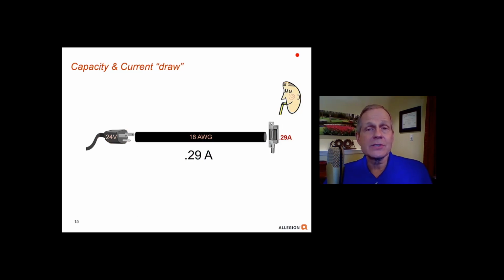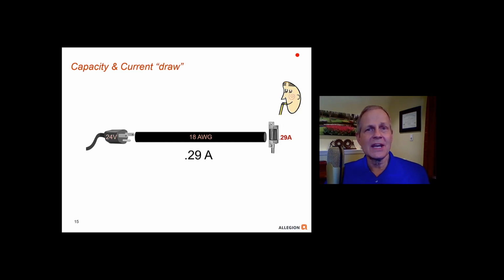So the electric strike is rated to draw 0.29 amps. So it's only going to draw as much as it needs, 0.29 amps. Just like when you suck on a straw, you're only going to draw as much water as you need to satisfy your thirst. The device is what's going to draw the current. It's not the wire itself that determines how much current is going to be drawn. So 18 gauge, once again, will handle 0.29 amps in this example anyway. And the electric strike draws 0.29 amps, so you should be okay.